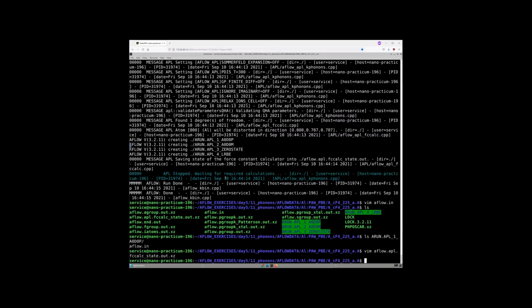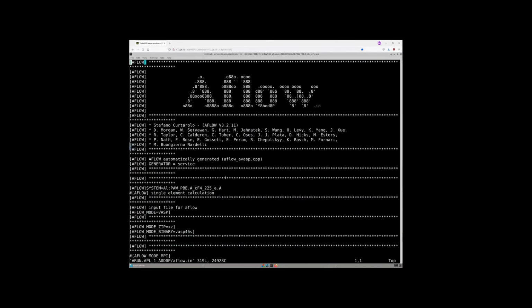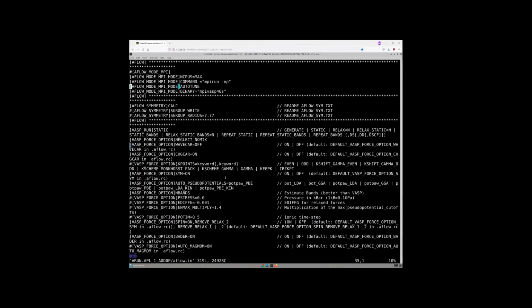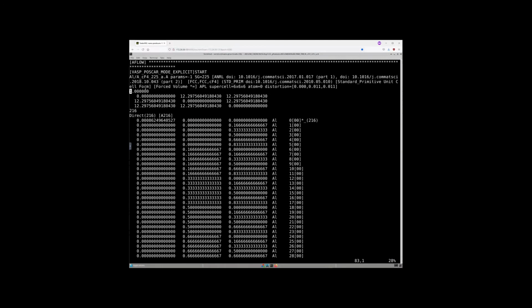Let's take a quick look at the AFLOW.in file in one of the subdirectories. Especially, I want you to scroll down with the page down button, or if you look at it in gedit, just scroll down to the structure. You see we have 216 atoms. That's just to emphasize just how expensive these phonon calculations can be.